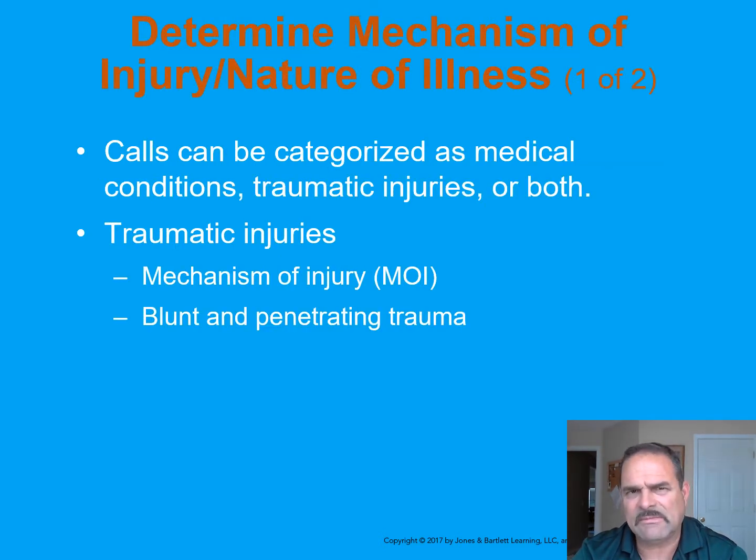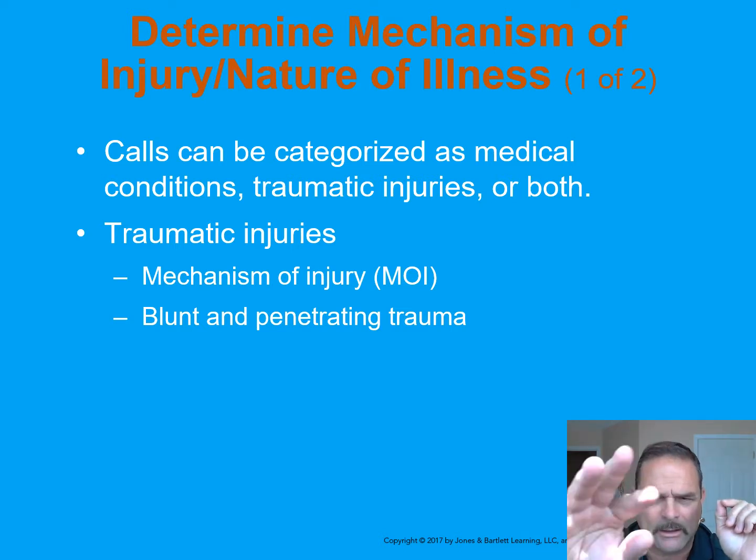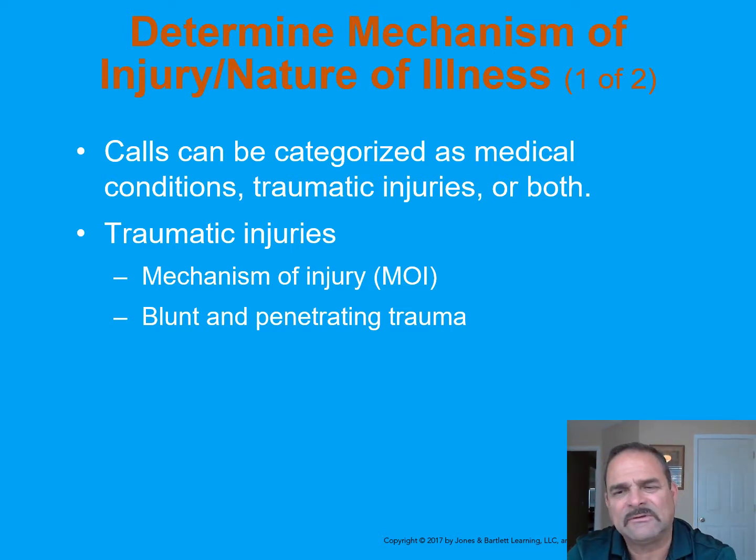All right, so determine the mechanism or nature of illness. This can be categorized by medical condition or traumatic injuries. Either it's an MOI, mechanism of injury, or it's an NOI, nature of illness. With our mechanism of injury, we look from the traumatic side: is it a blunt injury, otherwise an injury that did not penetrate the skin, or is it something that penetrated?